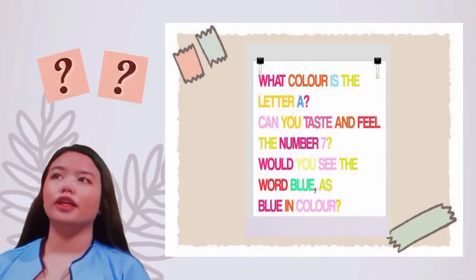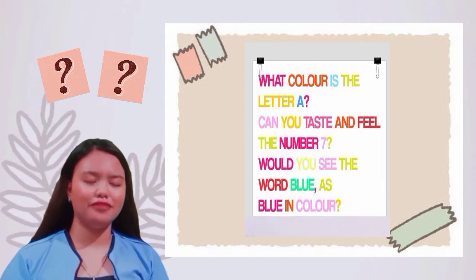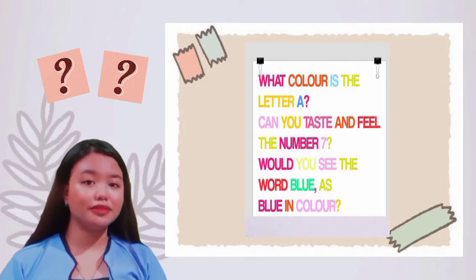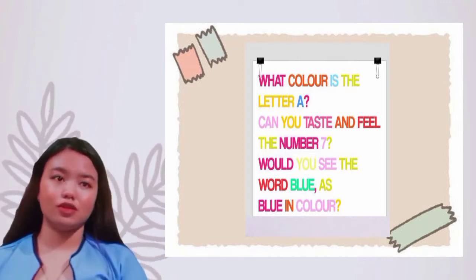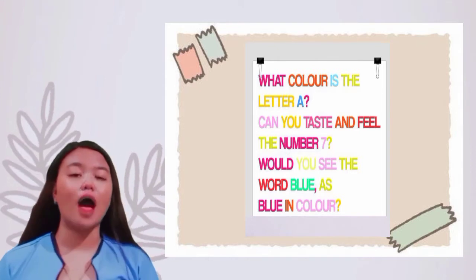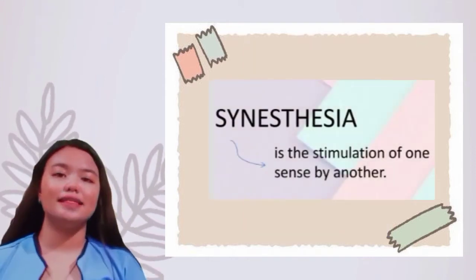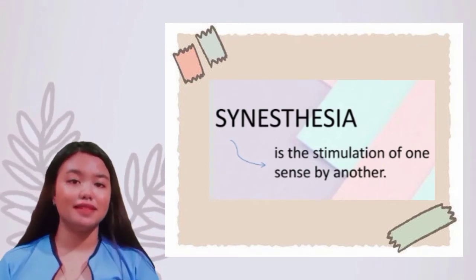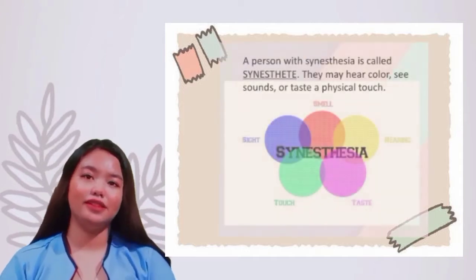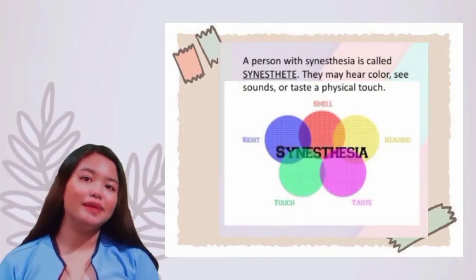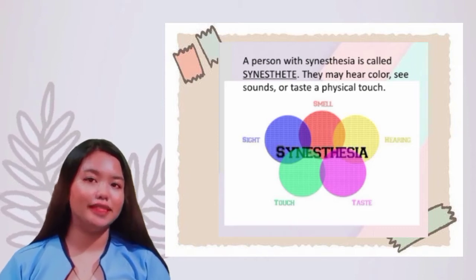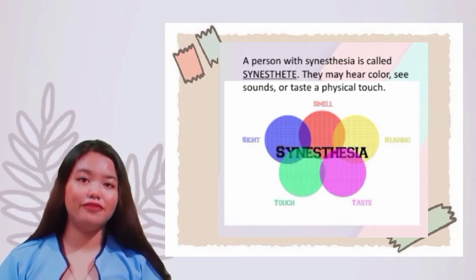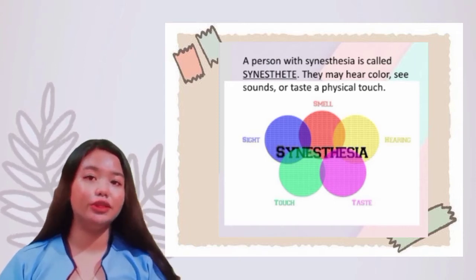What color is the letter A? Can you taste and feel the number 7? Would you see the word blue as in blue in color? For the majority, the answer to these questions is a no, but not for those who have synesthesia. Now, synesthesia is the stimulation of one sense by another, or in simple words, it is the union of senses. A person with synesthesia is called a synesthete. Synesthetes basically have two different perceptions of the same stimulus. In other words, they may hear color, see sounds, or taste a physical touch. It is because it triggers their two senses.